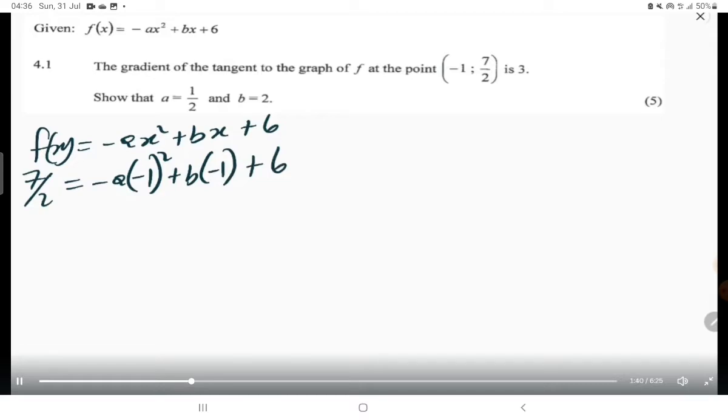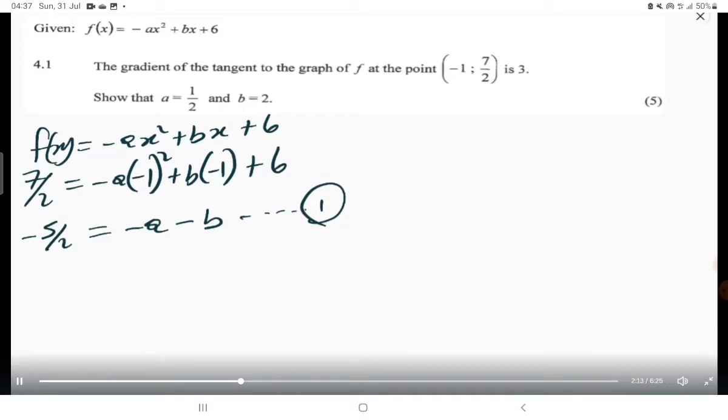So if we do the simplification, taking this one to the other side, you'll see that 7 over 2 minus 6 gives you negative 5 over 2. Then this is going to be equal to, this thing squared is going to be positive, therefore you'll have negative a, then minus b. So I think this one can be regarded as the first equation, because we do have two unknowns, which means we need two equations to solve those two unknowns.